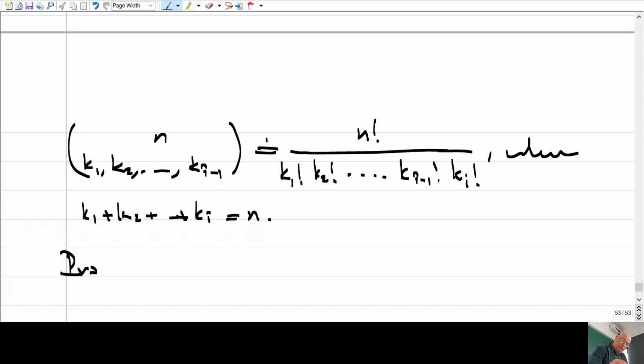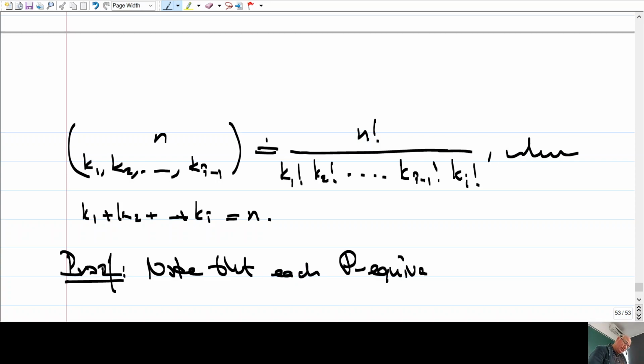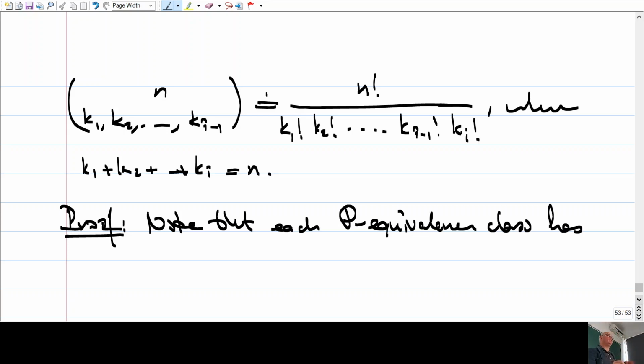Proof. Note that each P equivalence class has how many words?